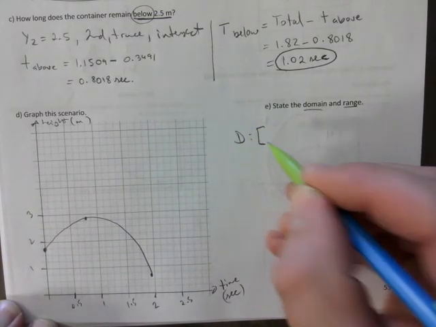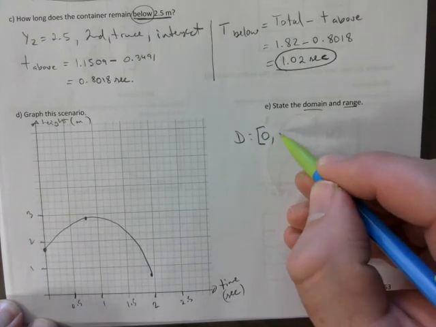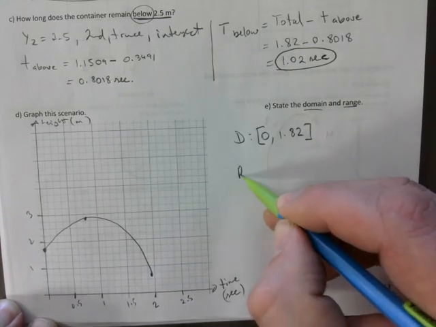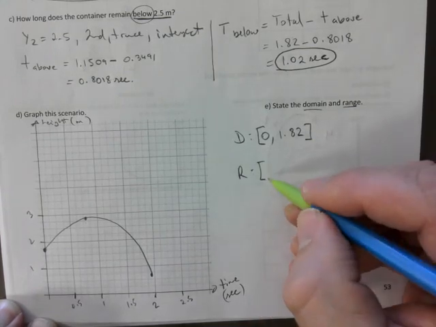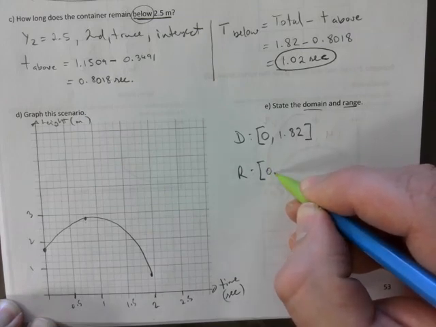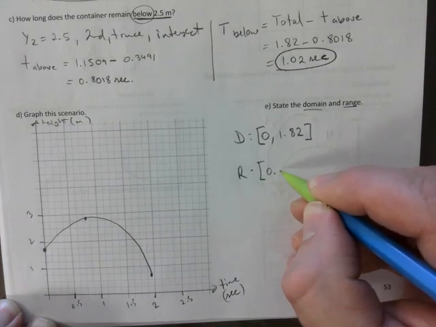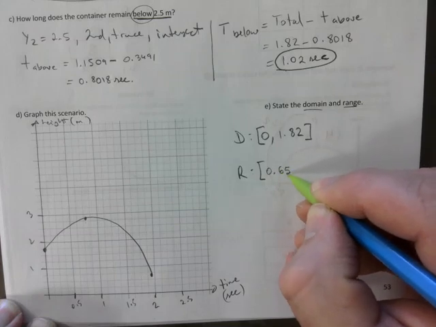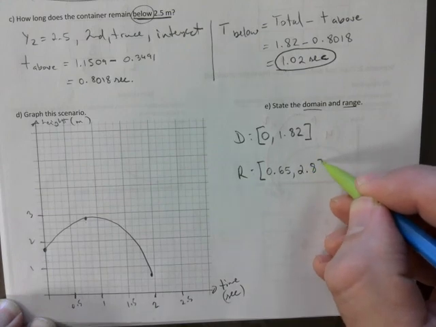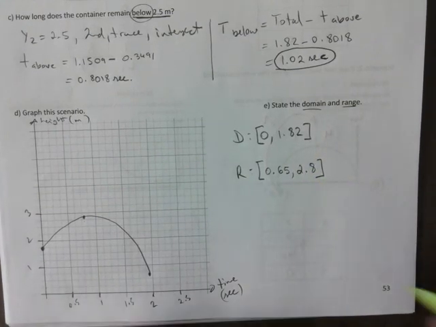Domain: 0 to 1.82, because we're talking time. For the range, what's the lowest point we ever get to? The rim of the bin, right? 0.65. And the highest we ever get to is 2.8. There you go.